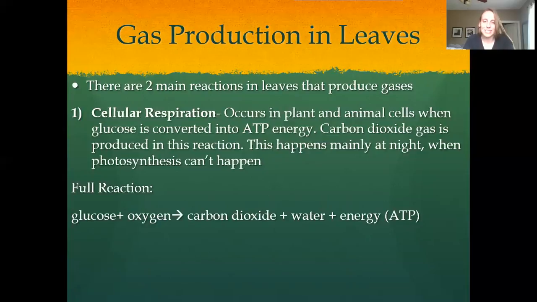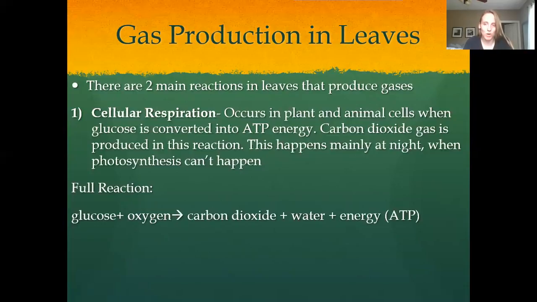Gases are produced inside the leaves through two main processes, cellular respiration and photosynthesis. Cellular respiration occurs in all plant and animal cells, and that is when glucose is converted into ATP energy. So glucose is the stored form of energy. It is stored in the chemical bonds of the glucose molecule. That glucose can react with oxygen to produce carbon dioxide, water, and that usable form of ATP energy.